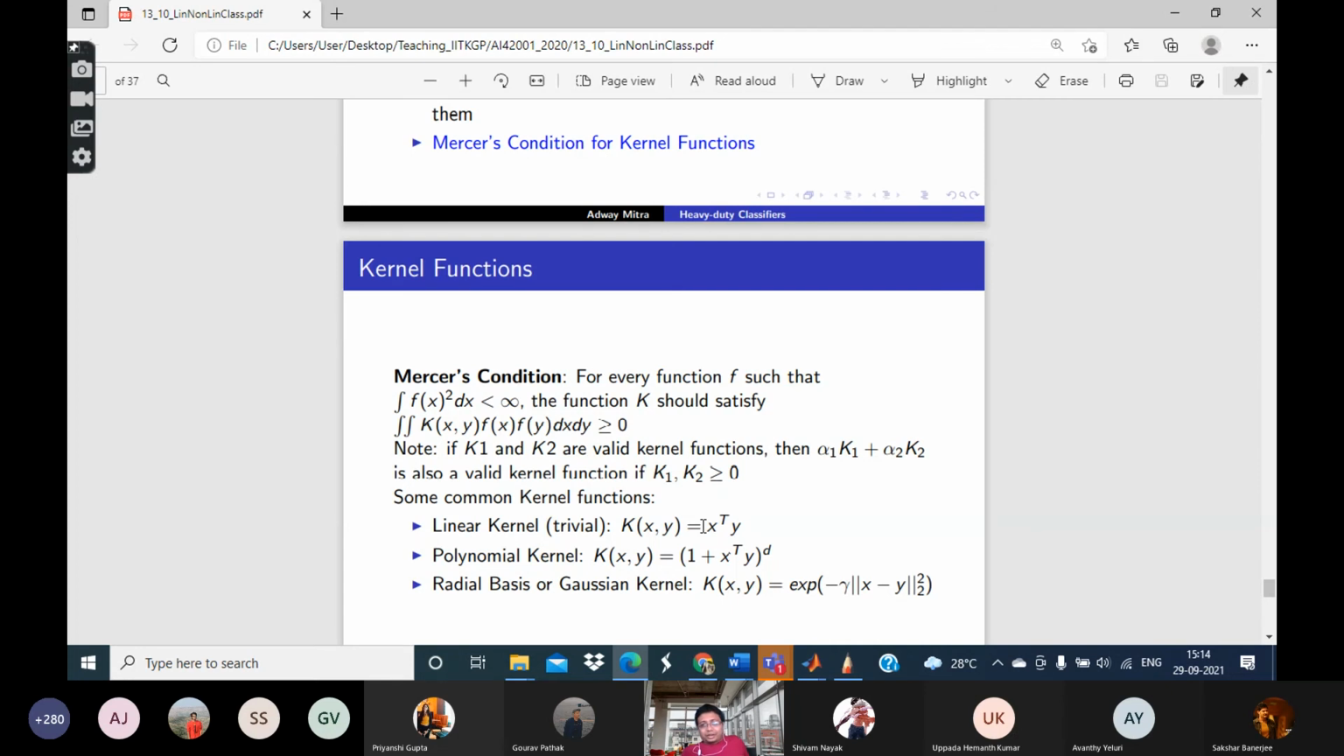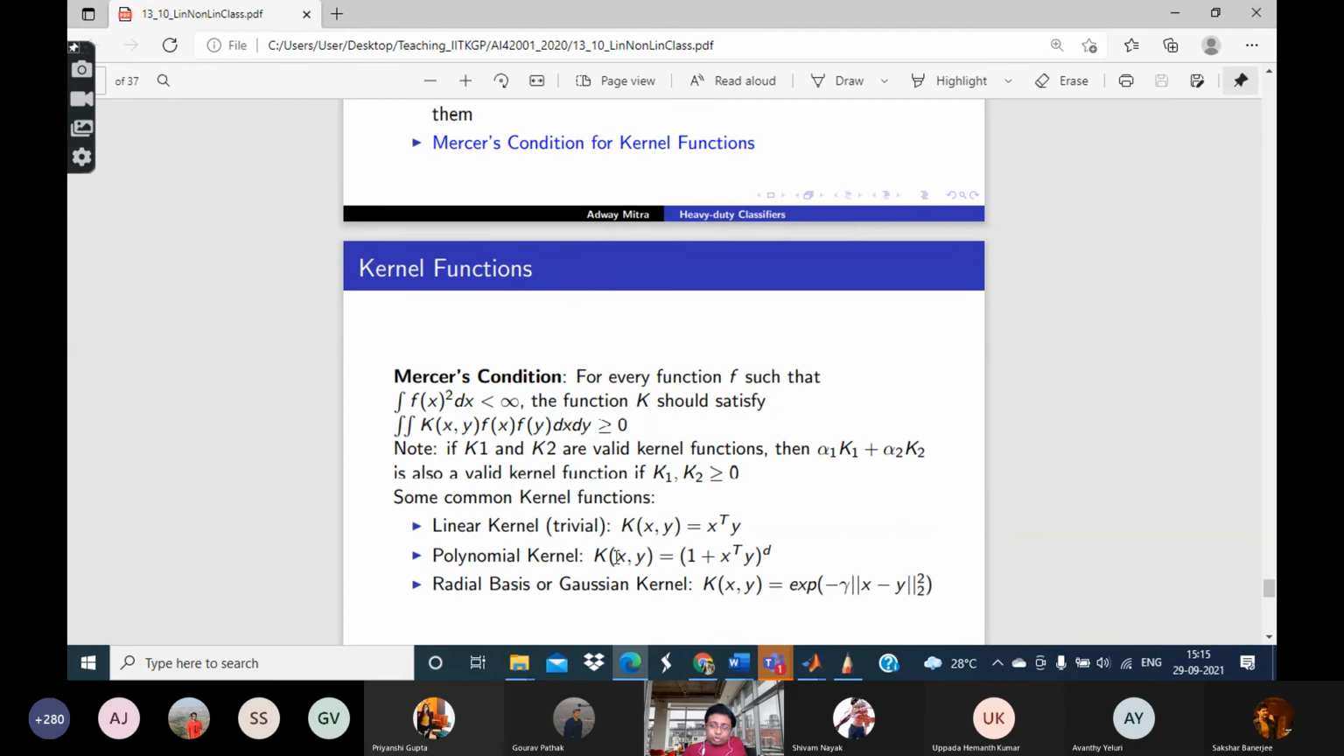That is, k of x, y is equal to x transpose y. And the claim is that this is also equal to phi of x transpose phi of y. So we can probably conclude that phi of x is equal to x itself. So this is a very trivial case. But there can be more complicated kernels also, say the polynomial kernel, which is defined in the following way.